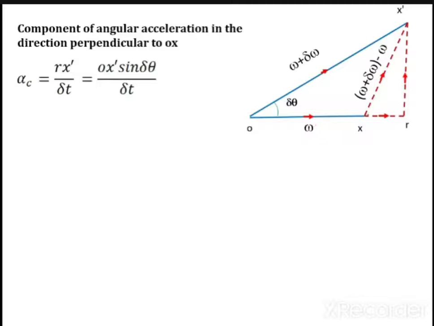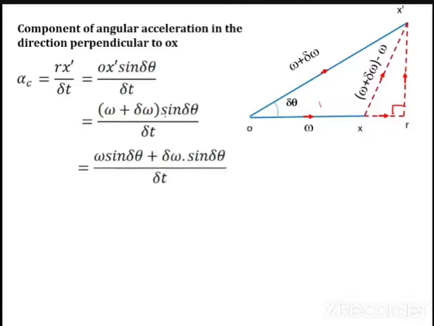See, initially for this XR, I got the cos term, and now for RX dash, if you look into this particular triangle X R, RX dash, what will you get? You will get OX dash sine del theta. So this is simple trigonometry. Now what is OX dash? OX dash is nothing but omega plus del omega, times sine del theta, so cross multiply the bracket.